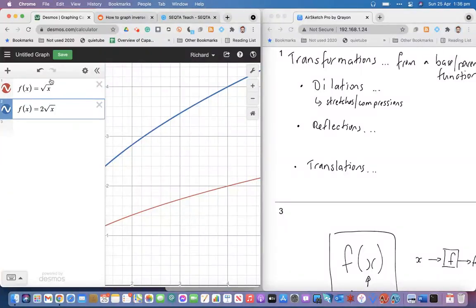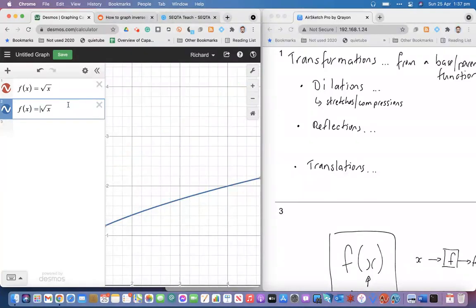Putting a 2 in front of the whole of this function here, the whole of the parent function, has the effect of doubling every single output value. Every output value, what was here. So if I just pick any random point here, I don't know what it is, I'm not even going to click on it. That point there, if I double it, I'd get that point there. That point there, if I double it, I'd get that point there, and so on. So that's what that dilation does.